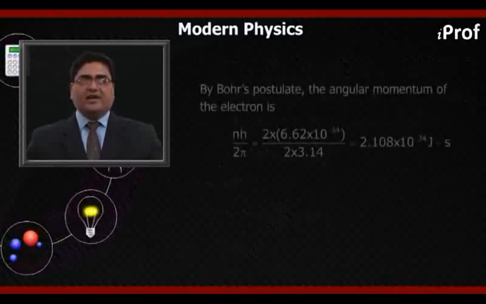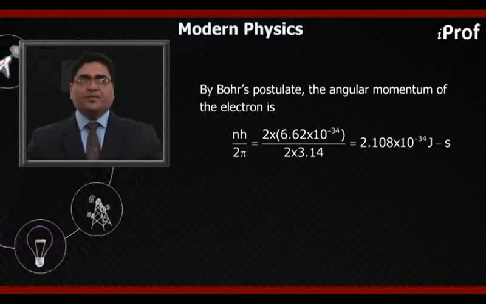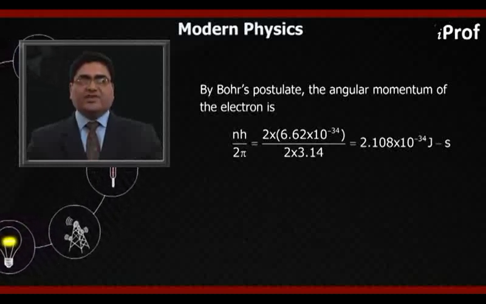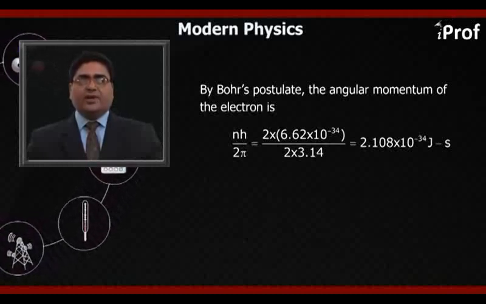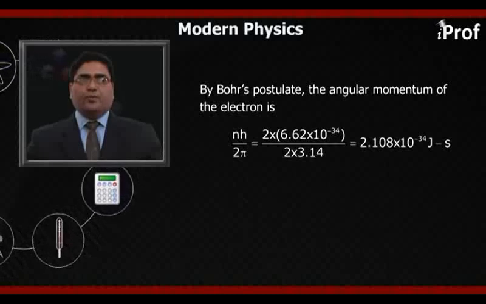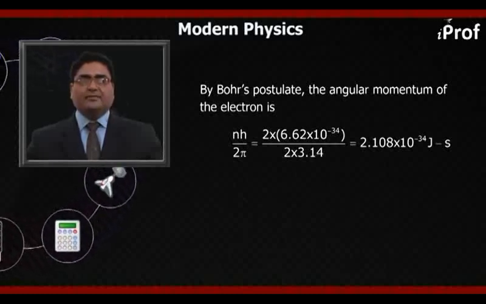By Bohr's postulate, the angular momentum of the electron is nh/2π = 2 × 6.62 × 10^-34 / (2 × 3.14) = 2.108 × 10^-34 J·s.